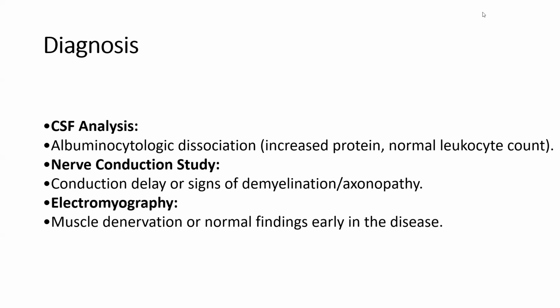And we're going to have conduction for the nerve conduction study. Now, you remember we've talked about how the message impulse along the axon is distorted. So we're going to have conduction delays, which are signs of demyelination or axonopathy. And then we can do an electromyography, which shows muscle denervation, because now the axon that goes to that muscle is completely distorted, so that muscle is not going to have an impulse in it.